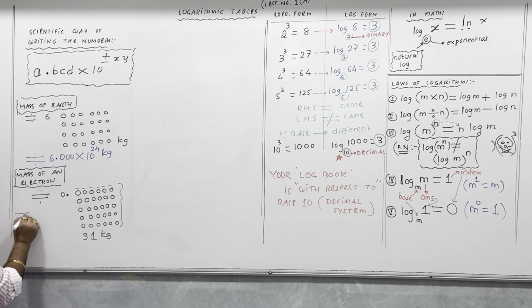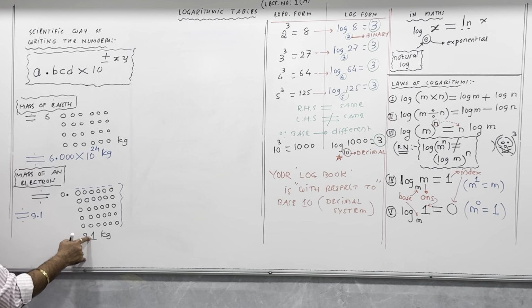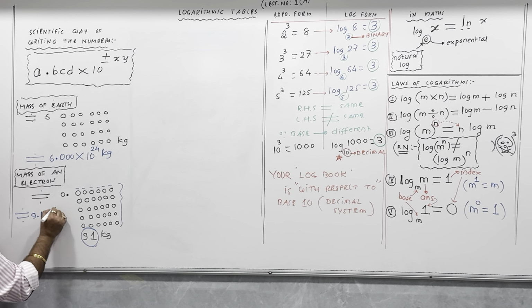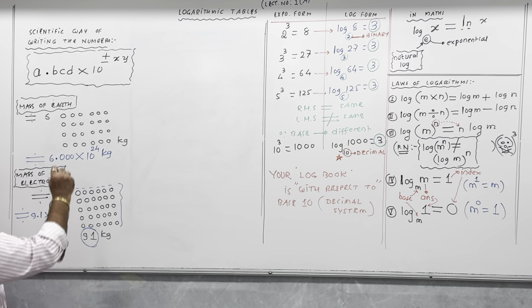Then mass of the electron is 9.1. Decimal point बेटा first digit के बाद में आना चाहिए. ये 91 है ना, तो 9.1 into 10 to the power minus 31 kilogram. So apply common sense. Apply common sense.